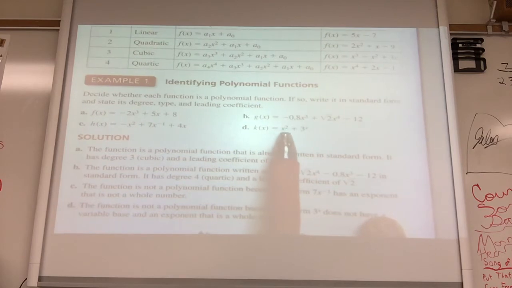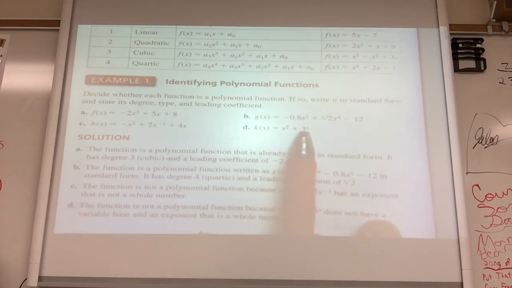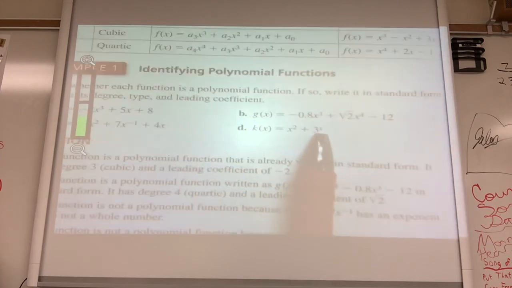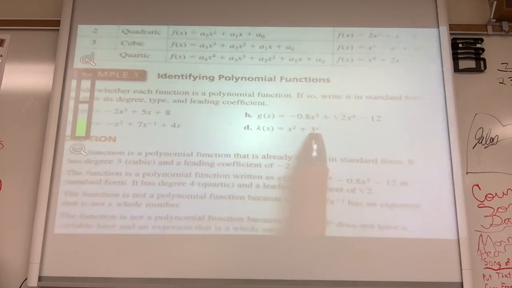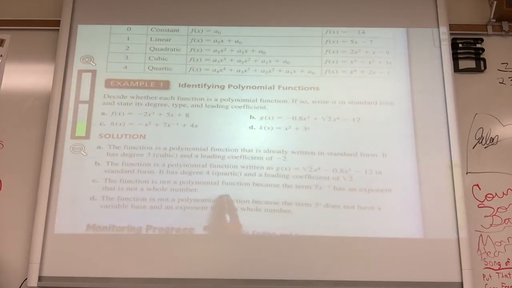And then over here, you have x squared, then you have 3 to the x power. So that's actually this part right here. That means that's an exponential. It's not a polynomial function either. So that is also both C and D, and you can see their explanations down here. C and D are not polynomial functions.